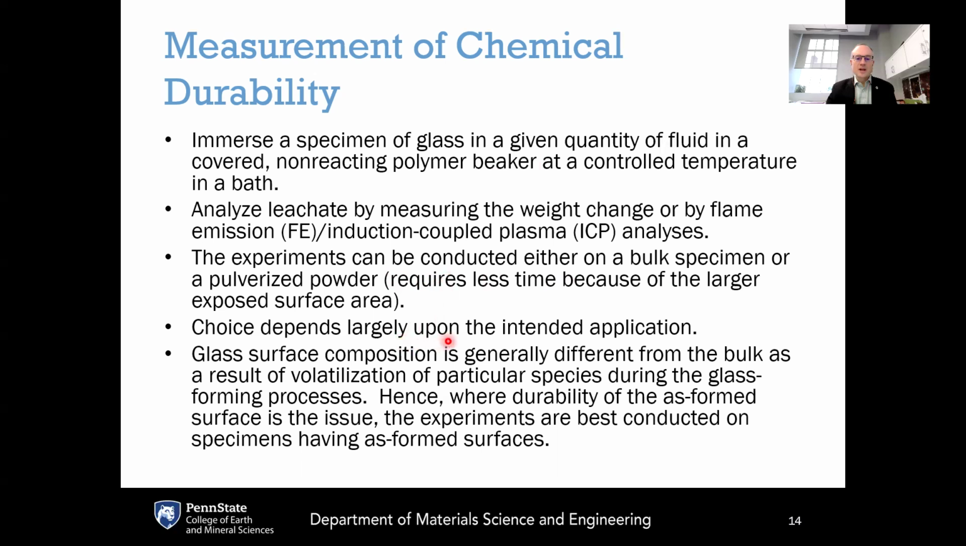The glass surface composition, as we know, is generally different from that of the bulk, and that can be a result of volatilization of particular species during the glass melting and forming processes. And hence, if the durability of the as-formed surfaces is the issue, then the experiments are best conducted on specimens having as-formed surfaces. So that is another factor to keep in mind: what type of surface do you want to study in these corrosion experiments, and make sure that the corrosion experiment is designed to probe that particular type of surface.